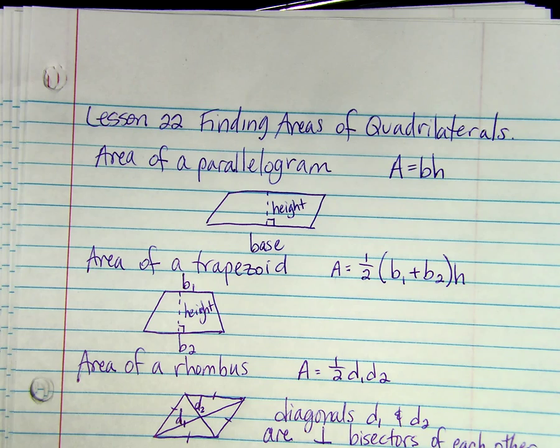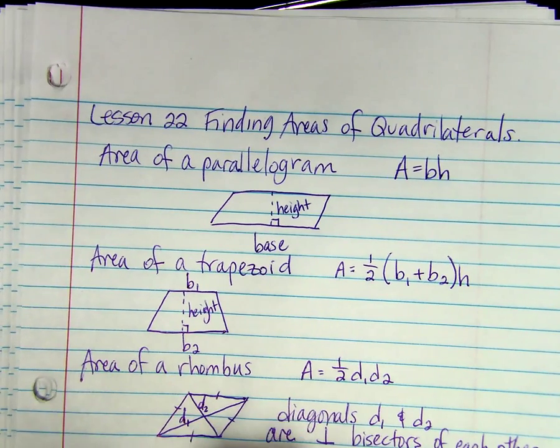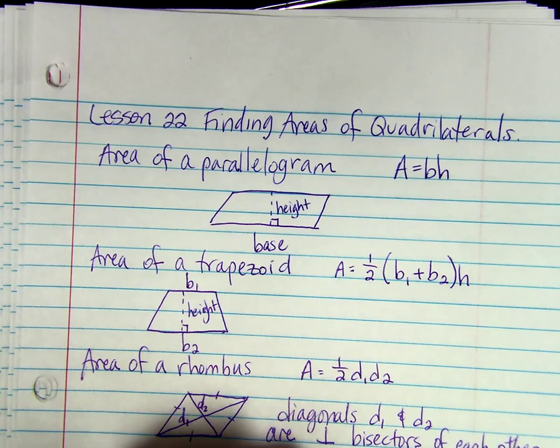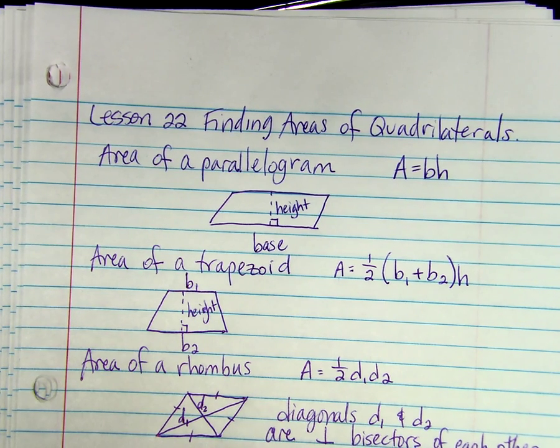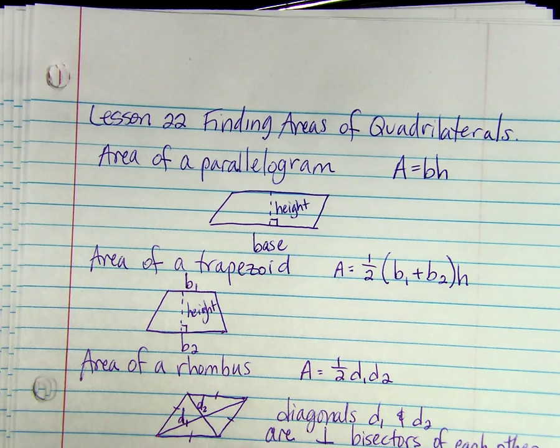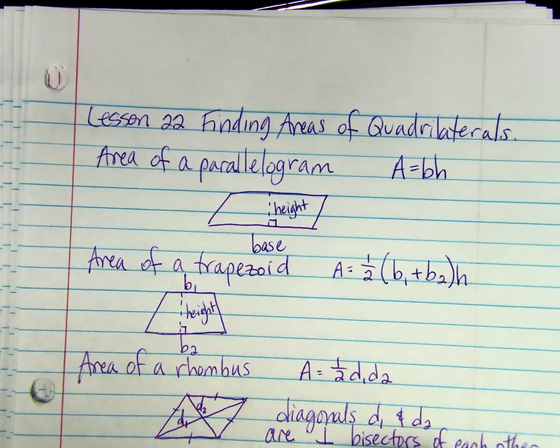So if we have a square and we want to find the area, let's say the side length is 12 centimeters. Because that's a parallelogram, we can just do base times height. And since it's a square, it's perpendicular. So we can do 12 centimeters times 12 centimeters and get 144 centimeters squared.